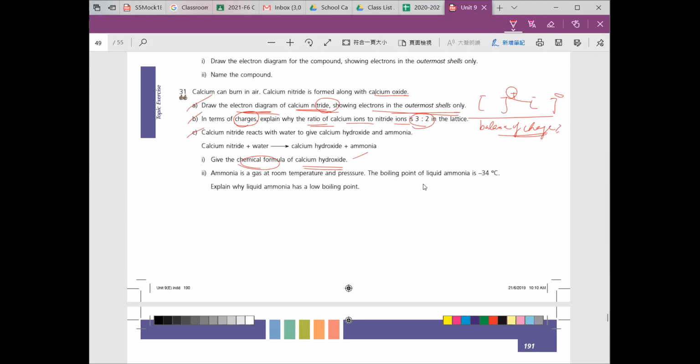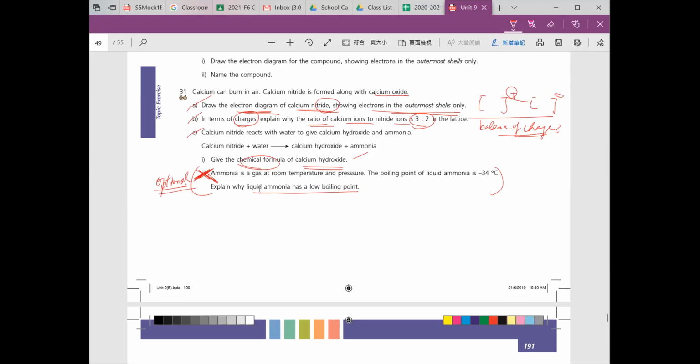Ammonia is a gas at room temperature and pressure. The boiling point of this one is optional, no need to do it for the time being. Liquid ammonia has a low boiling point because it's not an ionic compound, so no need to do this for the time being. For those who already know the answer, it is optional and you may write it down.